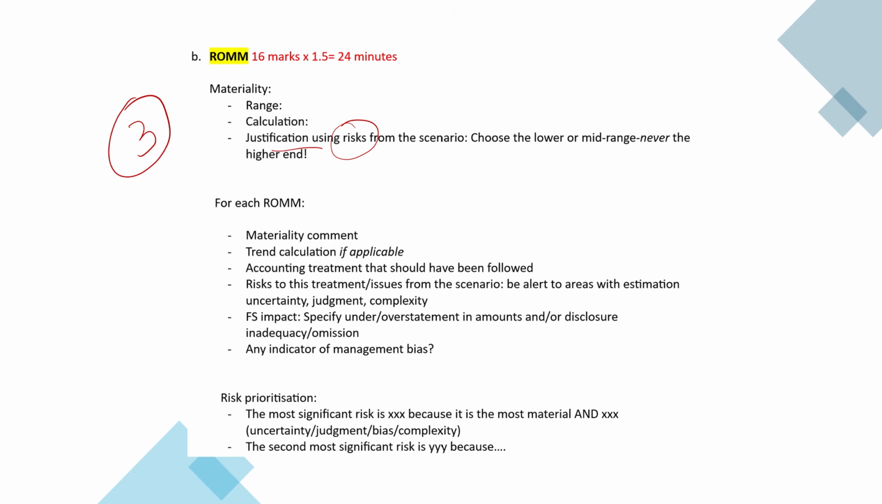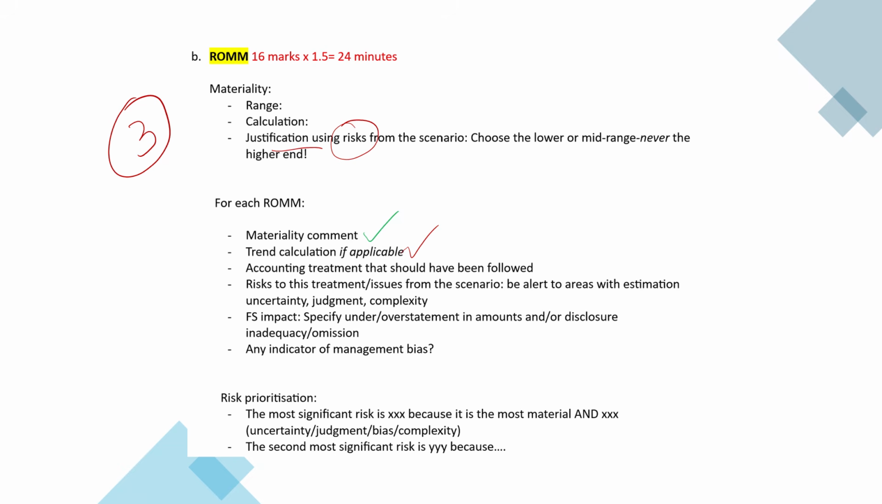And then for each risk of material misstatement, I'll start off by commenting on materiality. So I'll simply say, based on my chosen threshold, this amount is or is not material. Remember, you're not required to do a percentage calculation, just simply state it is material. If there are numbers related to that risk given in the scenario, you get marks for a trend calculation. So for example, if you're going to be talking about early recognition of revenue, you could simply say revenue has increased by 7% and then go on to the next step.